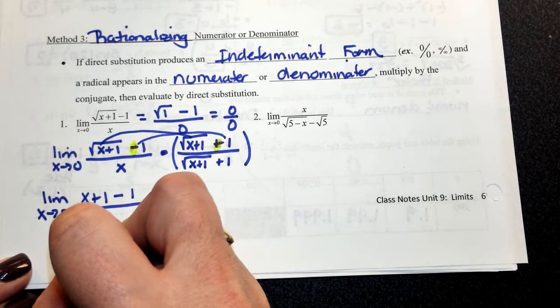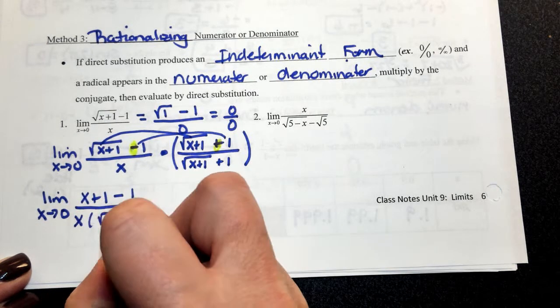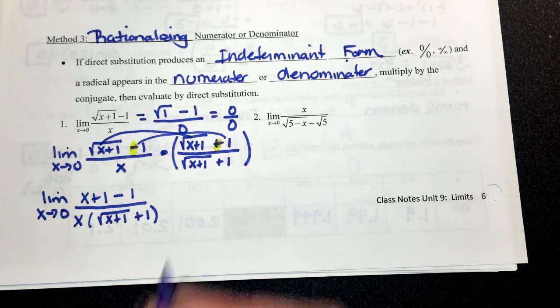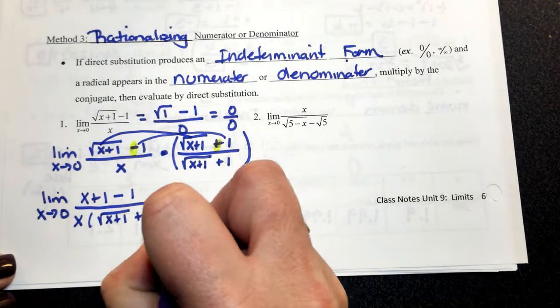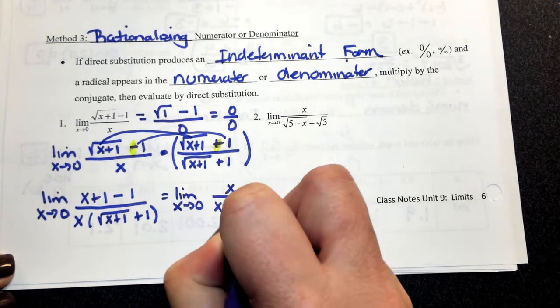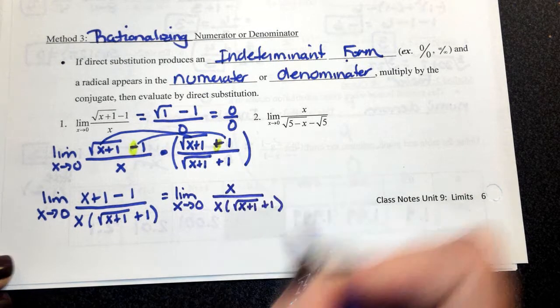So x times the square root of x plus 1 plus 1. Any questions on what I've got after I multiply by the conjugate? What happens in the numerator? What cancels out? Well, what's 1 minus 1? 0. So I have the limit as x approaches 0 of x over x times the square root of x plus 1 plus 1.